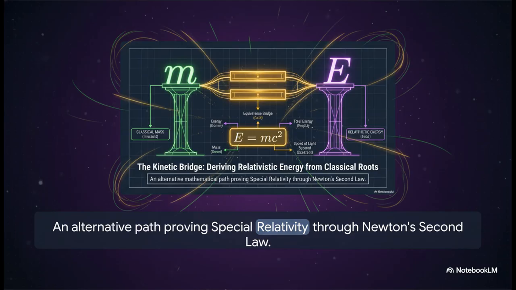And that right there is our goal, to follow this alternative path. Now, what makes this whole approach so incredible, and this is what the source material really gets into, is what it doesn't use. The entire proof, the whole thing, is built without relying on Einstein's foundational postulates. So no assuming the speed of light is constant, and no using Lorentz transformations. We're literally building this bridge straight from the bedrock of classical mechanics.